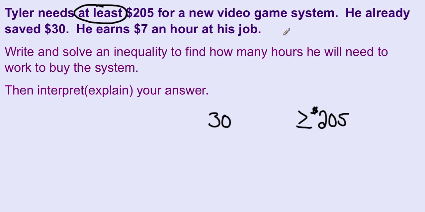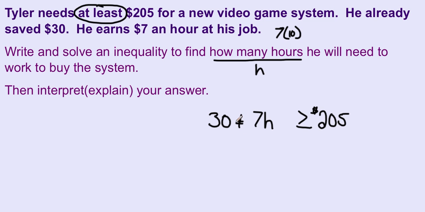Well, think about it. If he earned $7 an hour and I said he worked for 10 hours, what would you do? Well, you do 7 times 10 to figure out how much money he earned. Well, same thing here, except we don't know how many hours. We want to find out how many hours will he need to work, so we plug in our favorite variable. So let's call it h for hours. But the same idea. You were going to do 7 times 10 to find out how much you made for 10 hours. I want to do 7 times h to figure out how much you make for any number of hours. But we're going to add that to the money he already has.